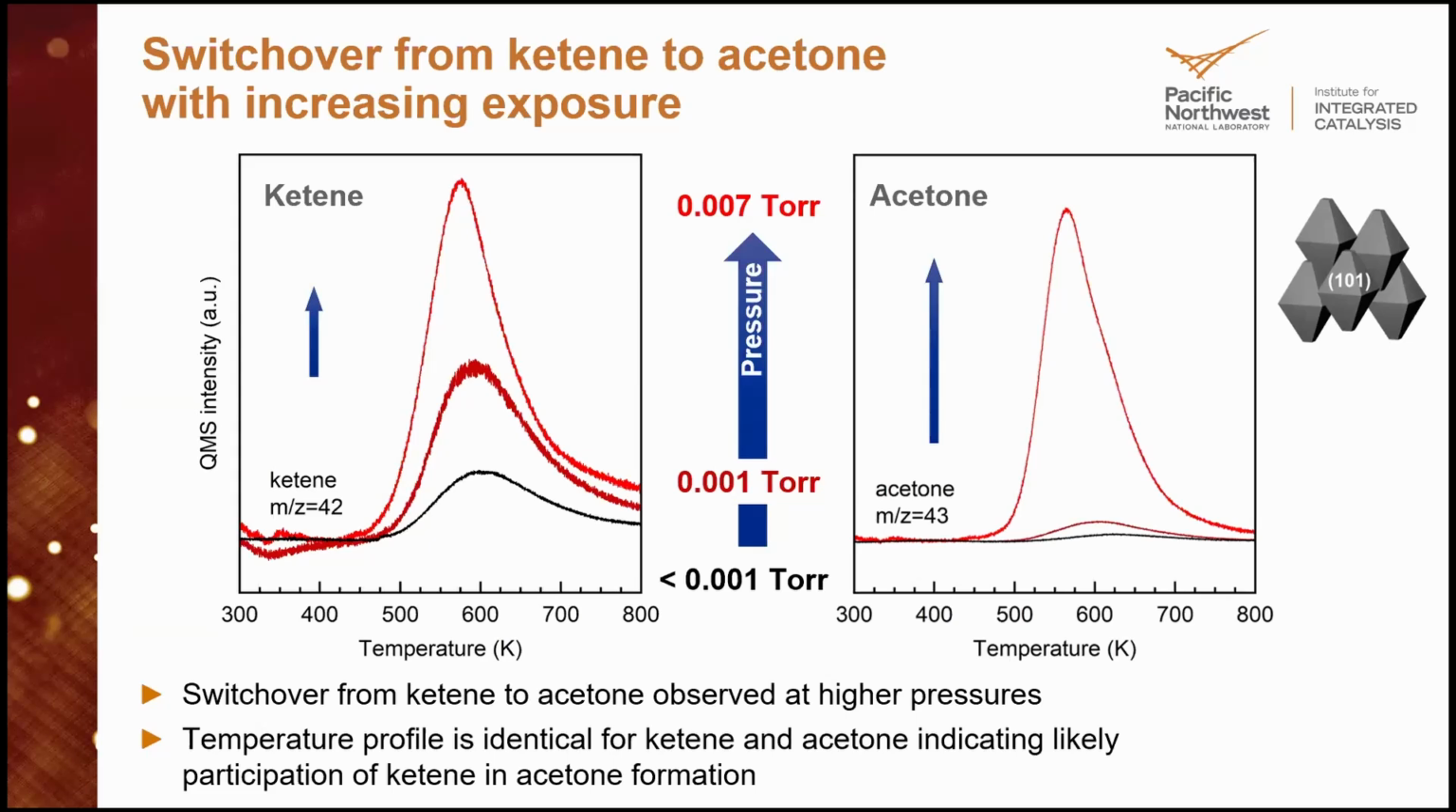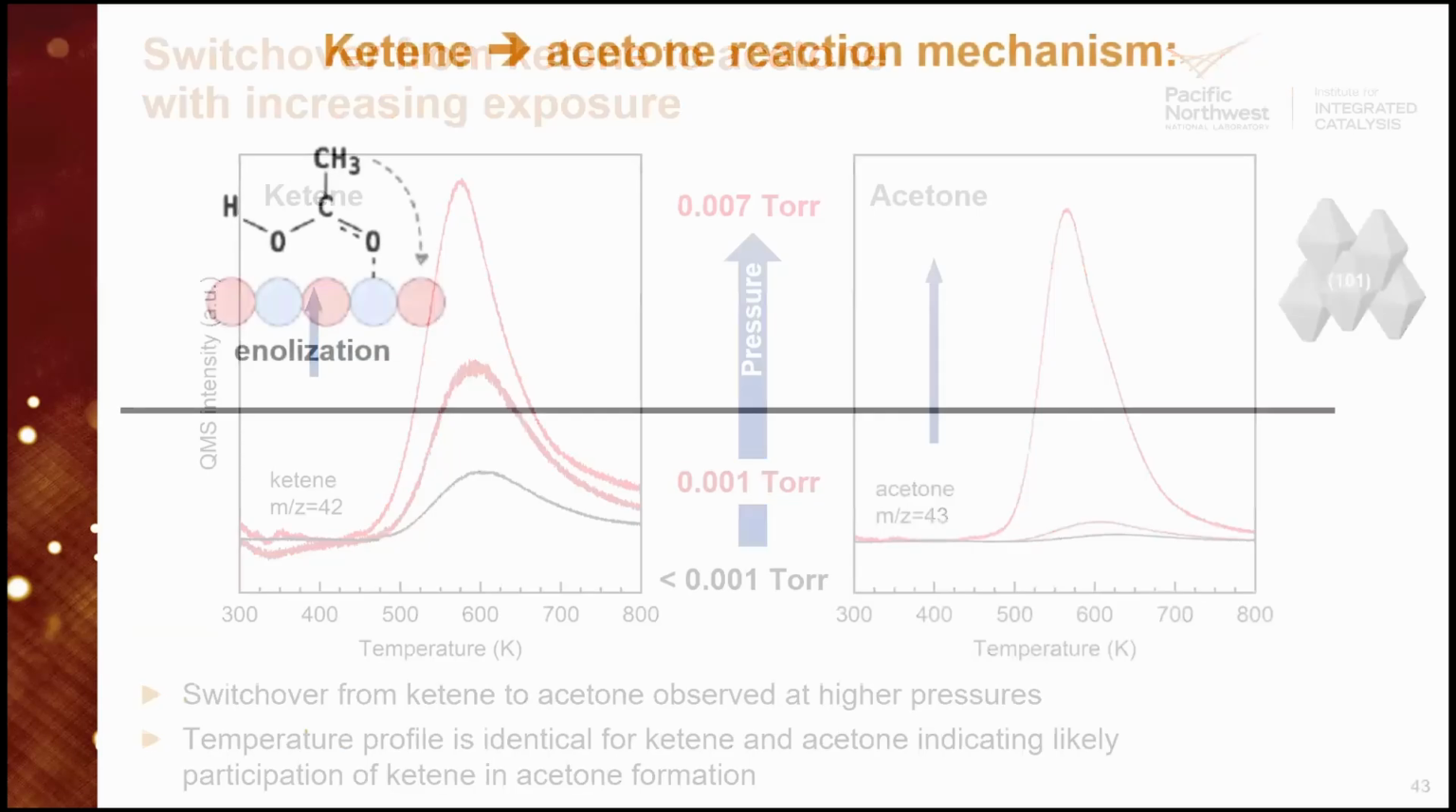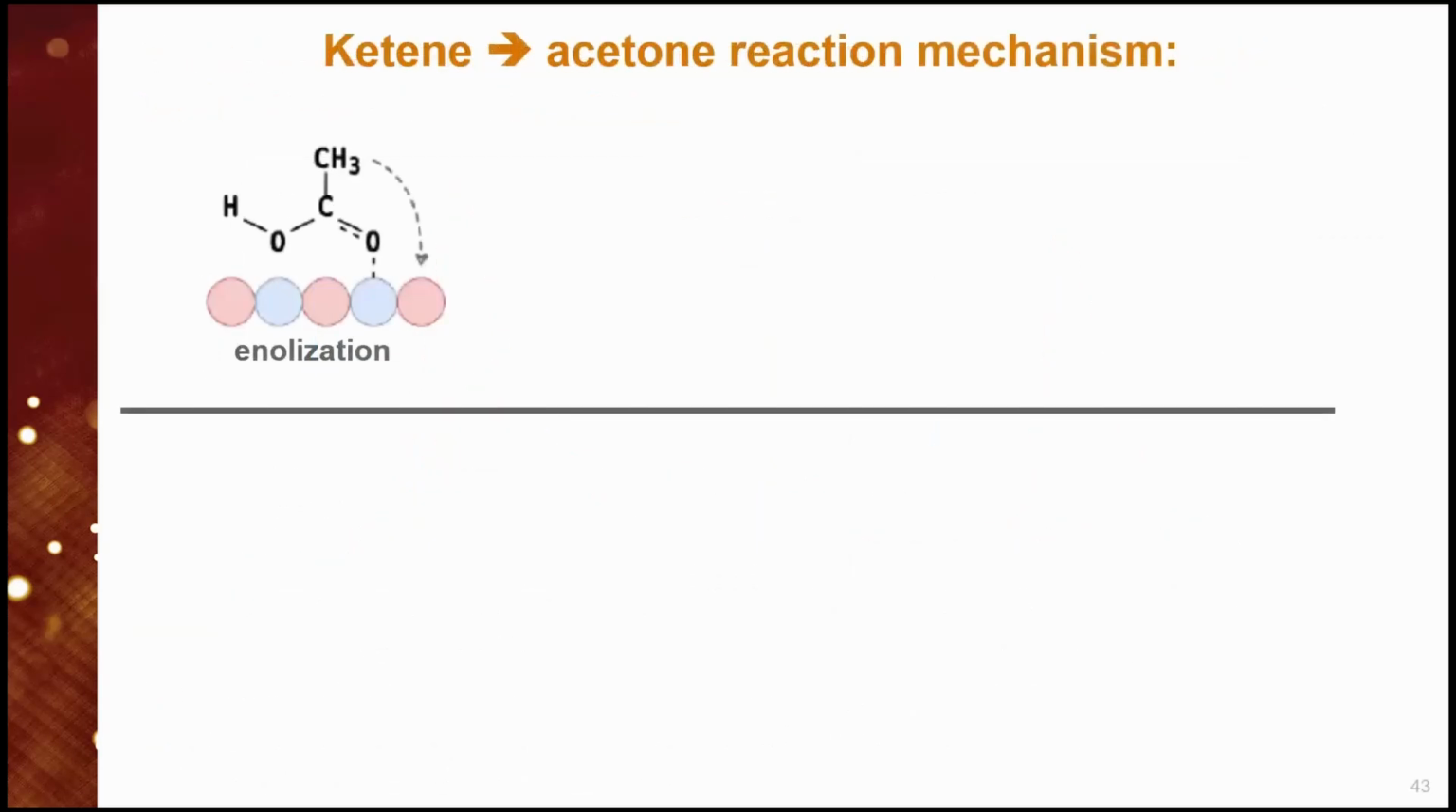You see ketene, you see acetone. Notice that the line shape for the ketene and the acetone are really, really similar, right? And the yield of acetone is nonlinear in the amount of ketene that's coming off. So again, more evidence that suggests that this gas phase intermediate is playing a role.